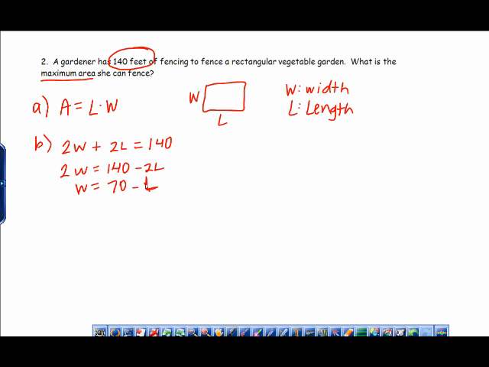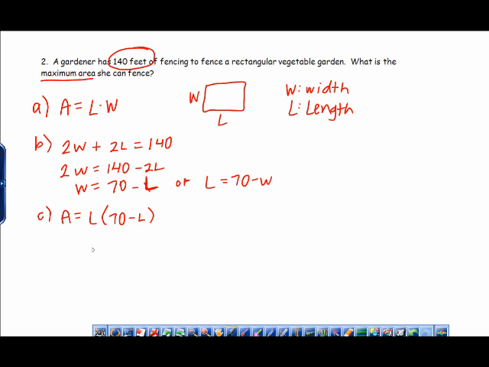Now, we could have just as easily solved for our other variable, L, and we would have gotten 70 minus W. Either way really would be fine, so don't stress out about which one to do. In the end, you have to interpret your answer anyway. Part C says rewrite the equation of the quantity you're trying to maximize in terms of a single variable. So up here, instead of doing L times W, I'm going to do L times 70 minus L.